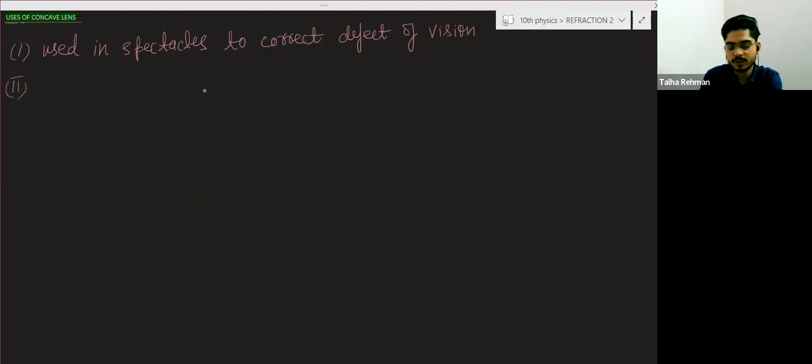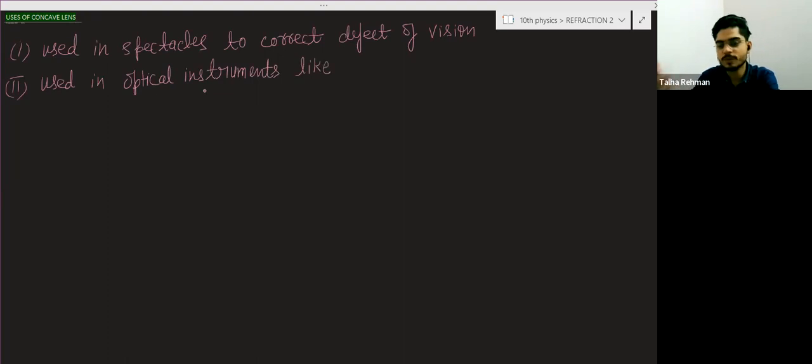And the second point, it is also used in optical instruments, like telescope and microscope. Just write this. Copy this. The examiner can ask you to give any two uses of concave lens. So you can write this.